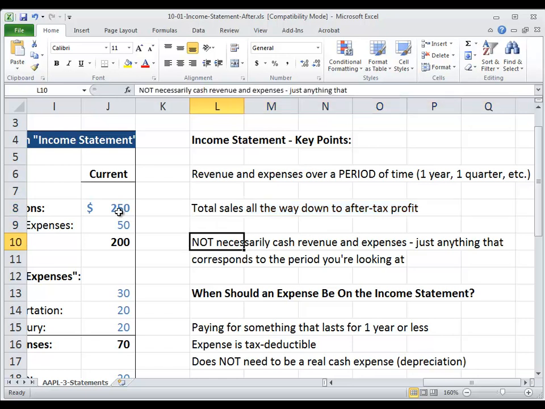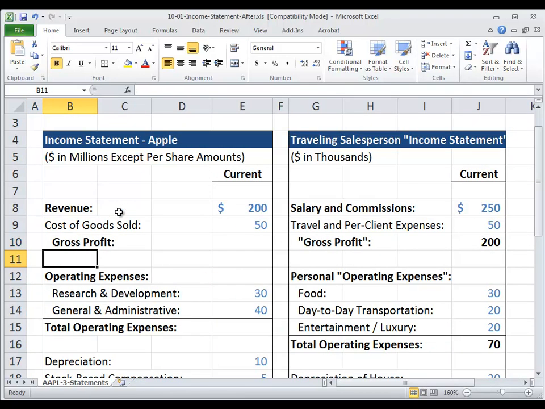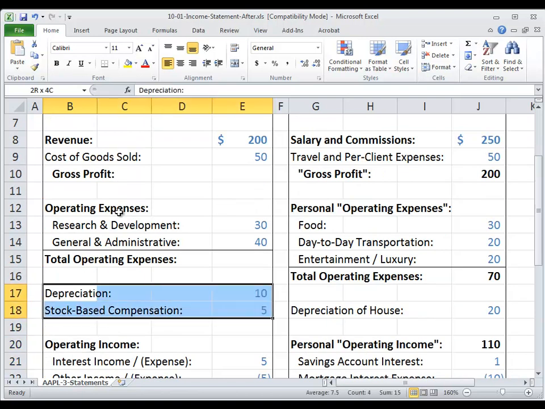It is not necessarily cash, revenue, and expenses, just anything that corresponds to the period that you're analyzing. So, perfect example right here, depreciation, stock-based compensation. Neither of these is a cash expense, but they're both tax deductible, and they both correspond to the specific period that we're looking at here, which is why they show up on the income statement.